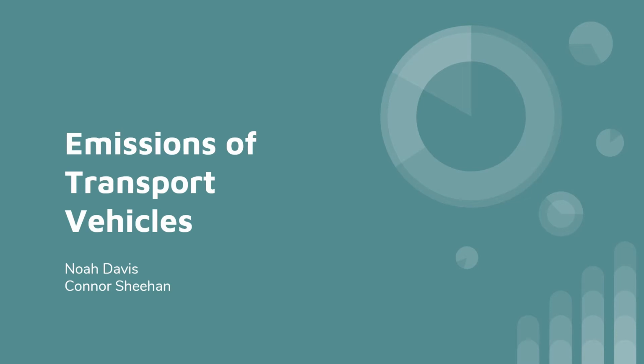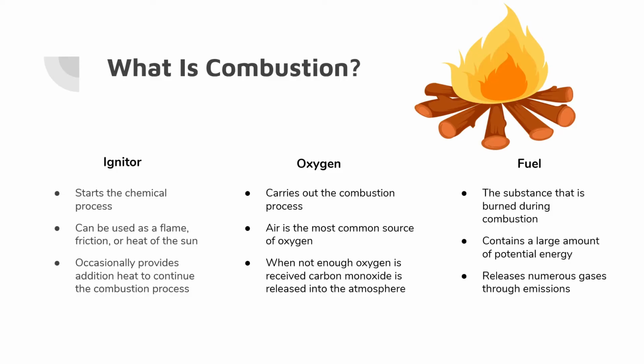And we're here to talk about the emissions of different types of transport vehicles. So, combustion is a burning process, such as a campfire. For combustion, there are three main components: the igniter, oxygen, and fuel.